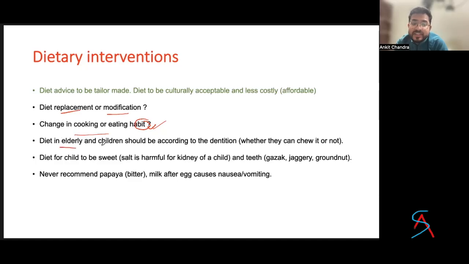Diet in elderly and children should be according to the dentition. If they do not have teeth, you cannot tell them to have something like jaggery or peanuts, because these are very difficult to eat without teeth. And the diet for children should mostly be sweet, because salt might be harmful for children of less than 2 years. They can try to have jaggery, gajak.